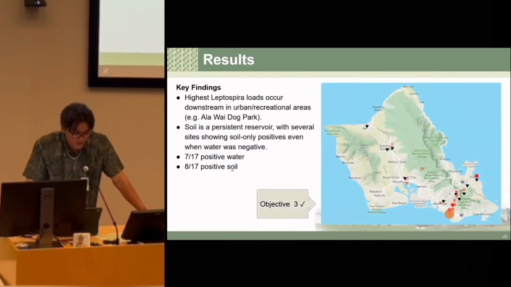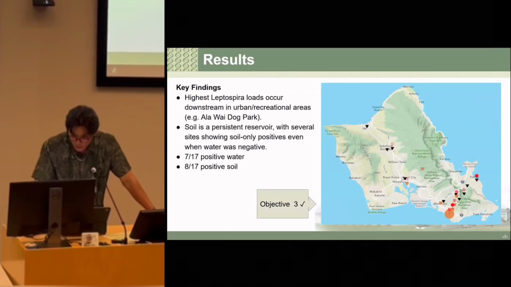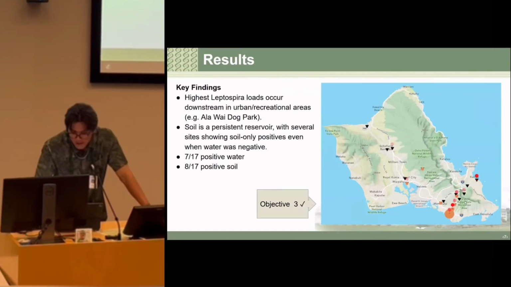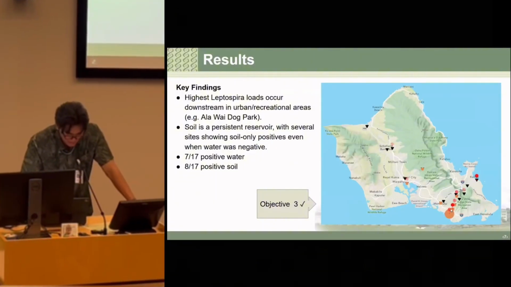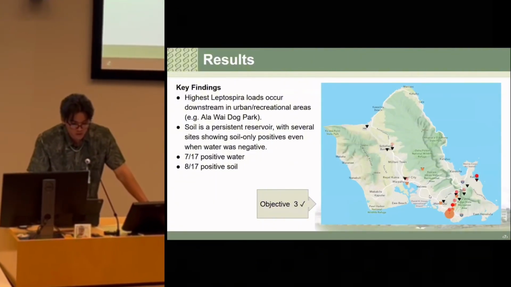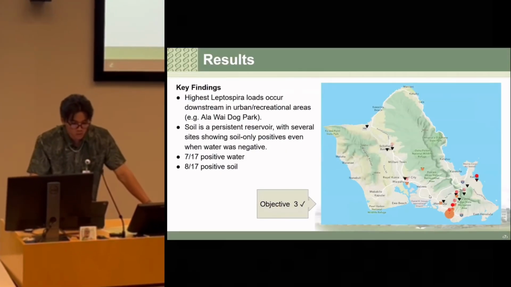Upon mapping, we found that the highest leptospiral loads occur downstream in urban and recreational areas. So an example would be the Ala Wai Dog Park, so down here. Soil is a persistent reservoir with several sites showing soil-only positives, even when water was negative.